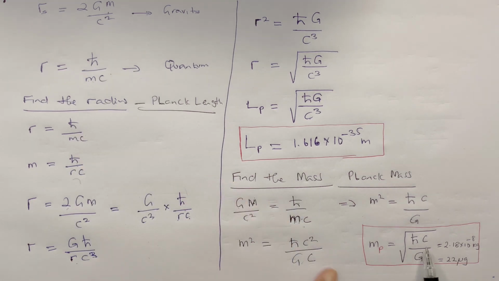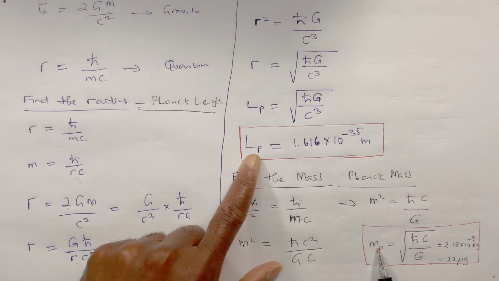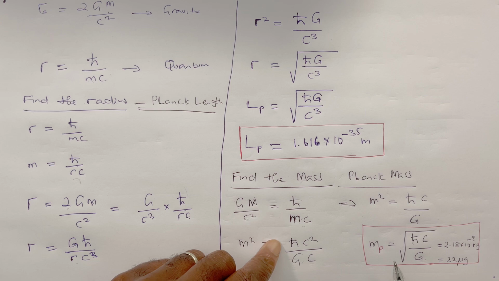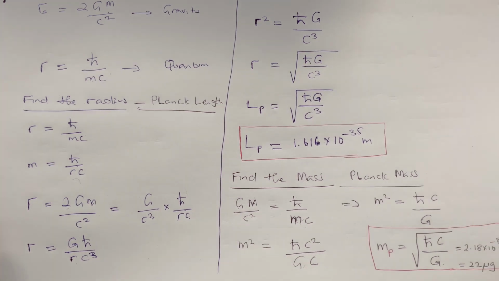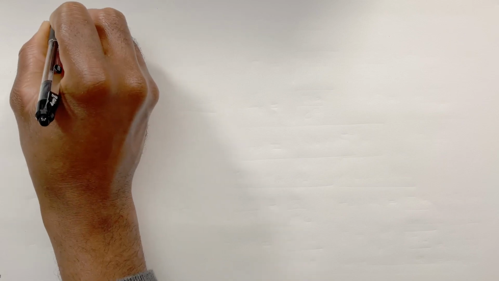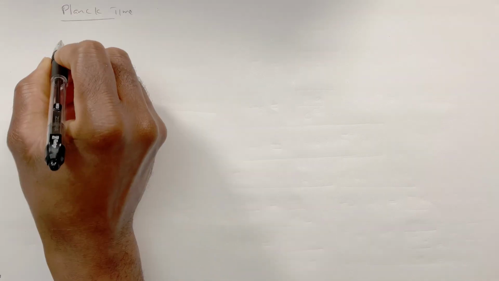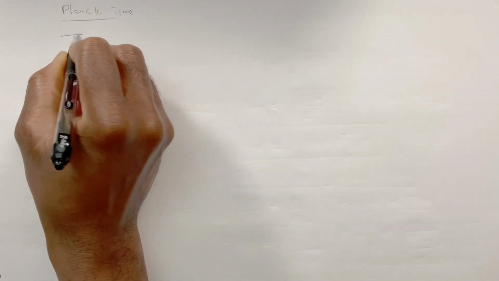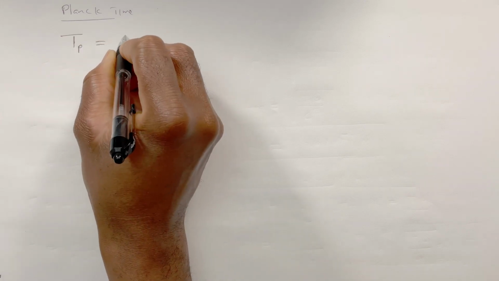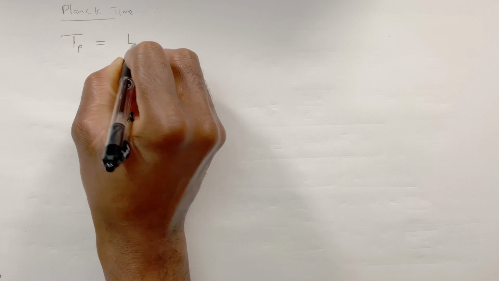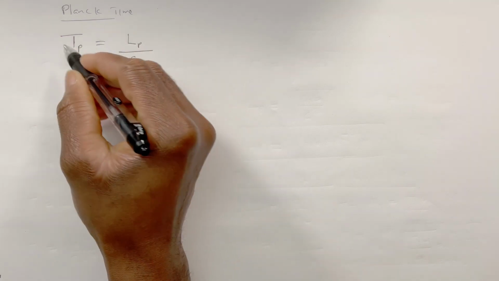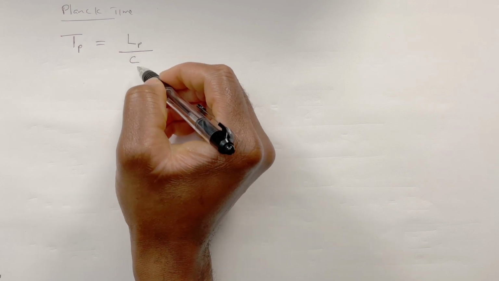Now, we know the Planck mass. We know the Planck length. The next thing to calculate would be Planck time. So let's find the Planck time. Okay, for the Planck time, let's just write that down here. We know that, let's use capital T for Planck time here. And time is the distance traveled, which is Planck length, over speed. Speed is the speed of light. So time is distance traveled over speed.